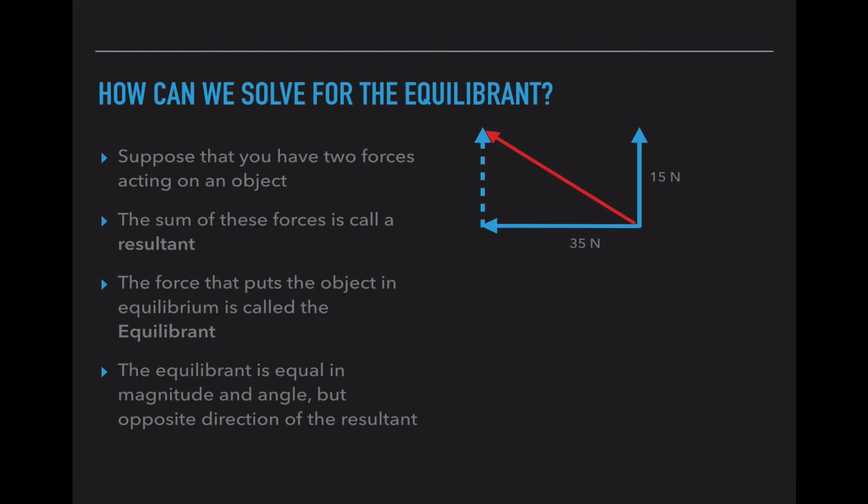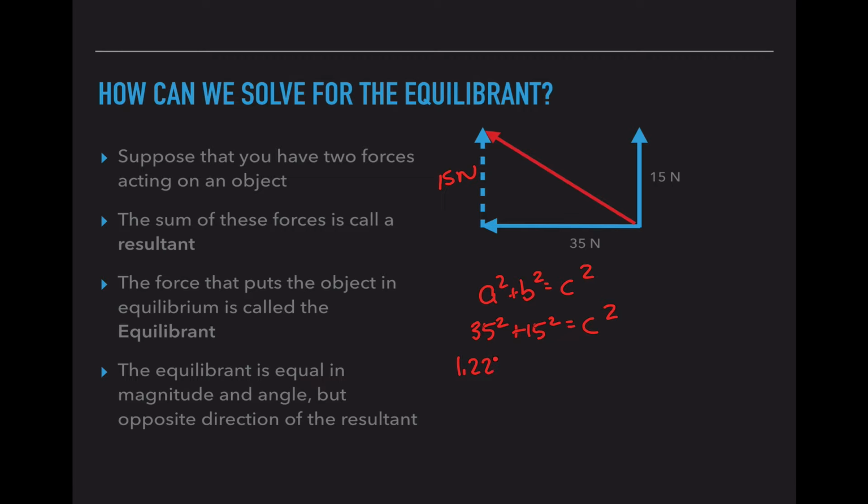So if we solve for this red line, that is our resultant. All we have to do is change the direction of the vector to calculate the equilibriant. So if this arrow is 15 newtons and this arrow is 35, we solve for the red arrow by doing Pythagorean theorem. 35 squared plus 15 squared equals c squared.